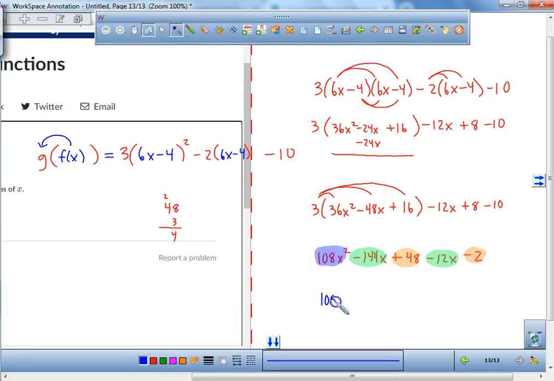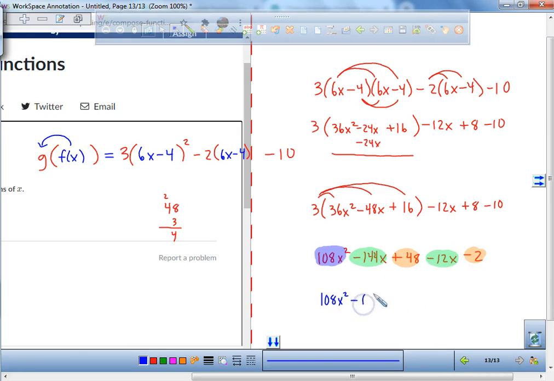We're going to put 108x squared, negative 144x minus 12 more x's. Is that negative 156x? I hope so. And then 48 minus 2 is 46. Wow. What does that right there represent? That represents g of f of x.